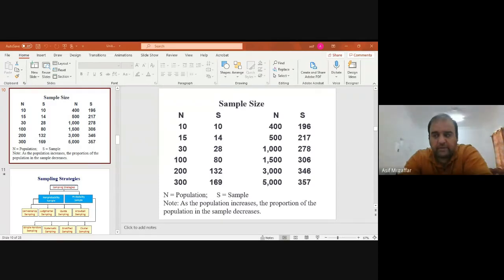So what do you think? What should be the sample size? Minimum sample size, 357. Very good. So if your population is more than 5,000, we have 357 minimum. So 357 should be our sample size, even if we don't know our population size. In this topic, we don't know how many people are using social media in Oman, but we can still determine the sample size.